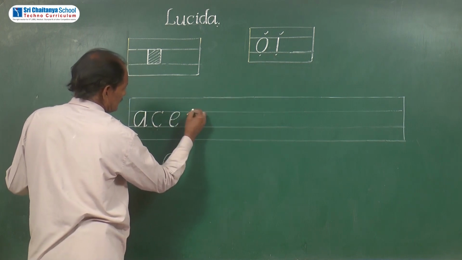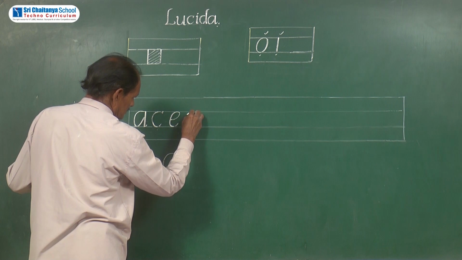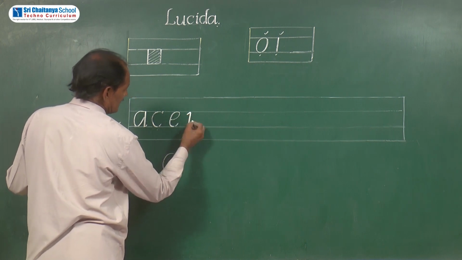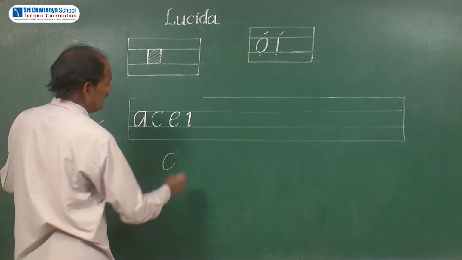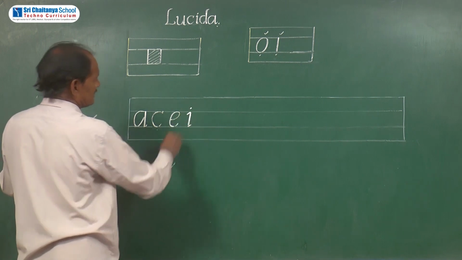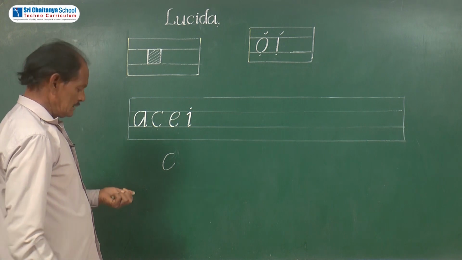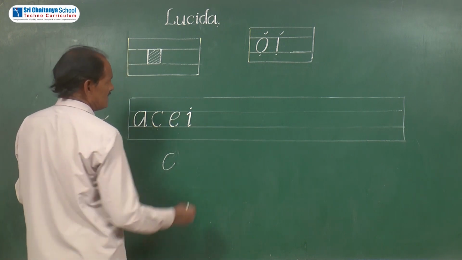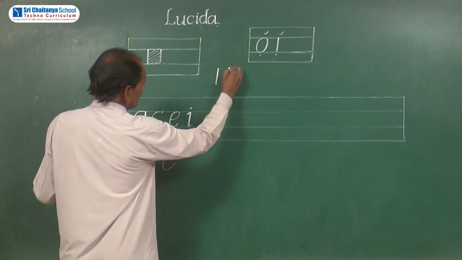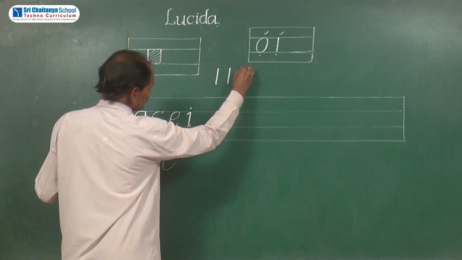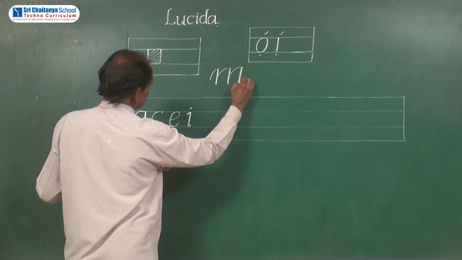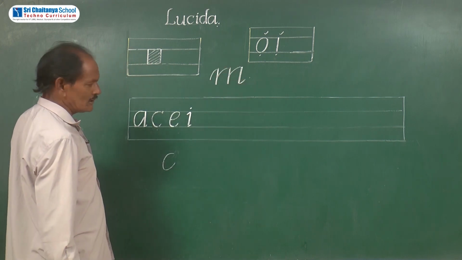Just write a small hyphen here. Draw a line between these 2 lines and take a small curve towards the right side, and a dot should be kept at the top. The next middle zone letter is M. M is the combination of 3 middle zone strokes. Like this we have to write.